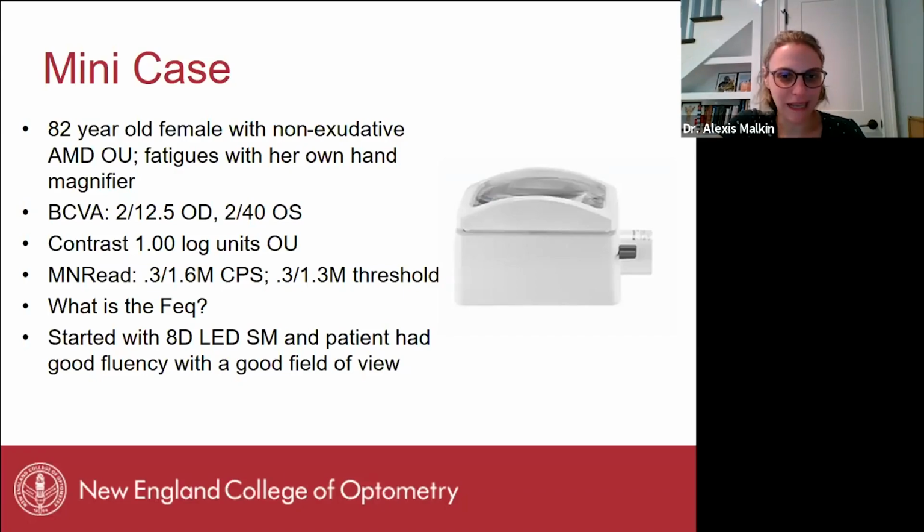And this allowed her to get good fluency, reduce the fatigue of having to hold a hand magnifier, and she loved the field of view. And this is only part of the stand magnifier. It has an illumination source that connects in that you really need to use with it.